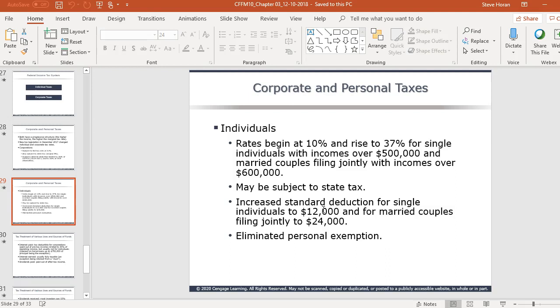But for individuals, it begins at 10%, goes to 37%. For single individuals, incomes over 500,000, married over 600,000. That's kind of where you get that 37%, which is the top bracket.